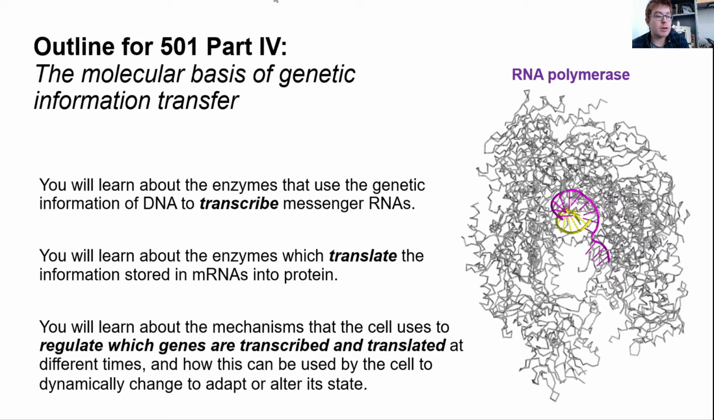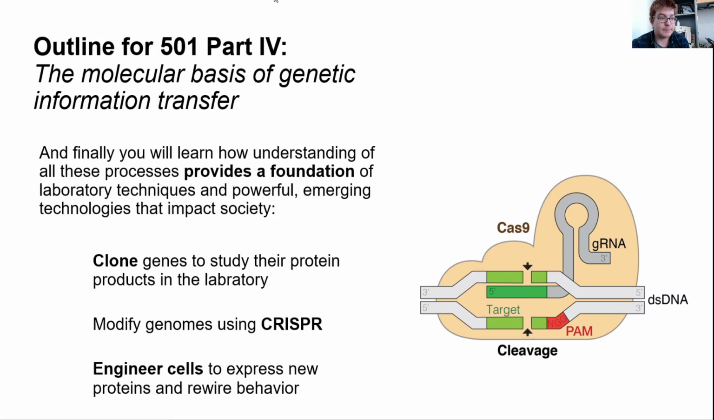And finally, you will learn about the mechanisms the cell uses to regulate which genes are transcribed and translated at different times, and how the cell can use that regulation to dynamically change and adapt its state to different conditions. So for example, in your body, there are different cell types, and different cell types are expressing different sets of genes. How is that achieved? We are going to learn in this section of the course.